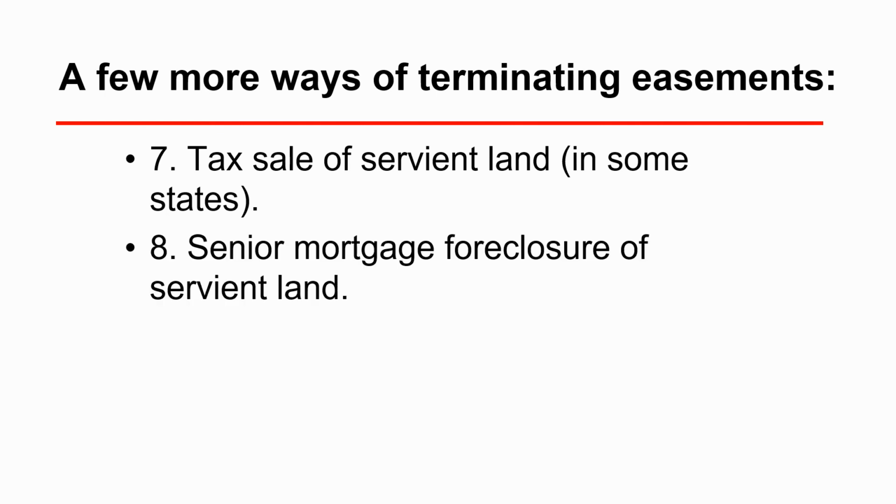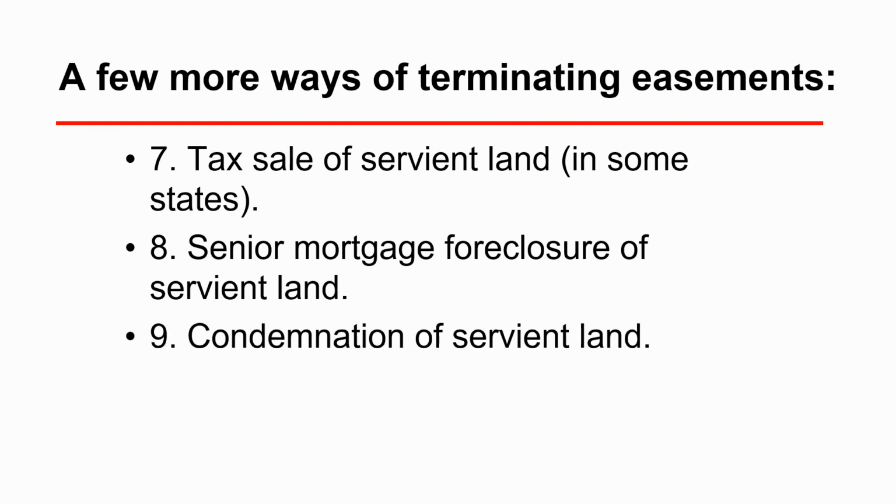A second possibility is a senior mortgage foreclosure on the servient land. Let's suppose that a mortgage is placed on the servient land before the easement is created. That means the mortgage will have priority over the easement, and if the mortgage is foreclosed, the easement will be wiped out.